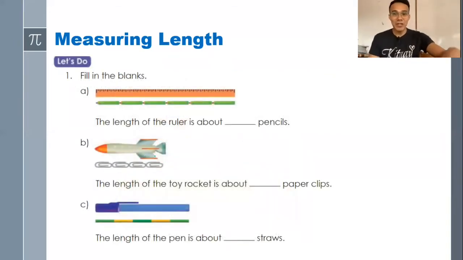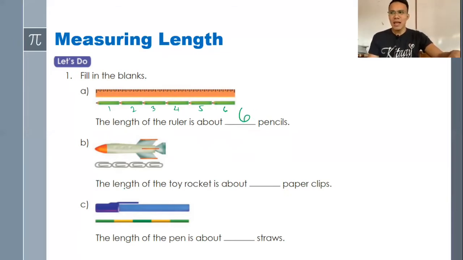Let's have letter A. In letter A, there is a ruler, and the length of the ruler is measured using some pencils. So what we're going to do is we're just going to count the number of pencils in order to determine or to find the length of the ruler. So we have here 1, 2, 3, 4, 5, 6. The length of the ruler is about 6 pencils.